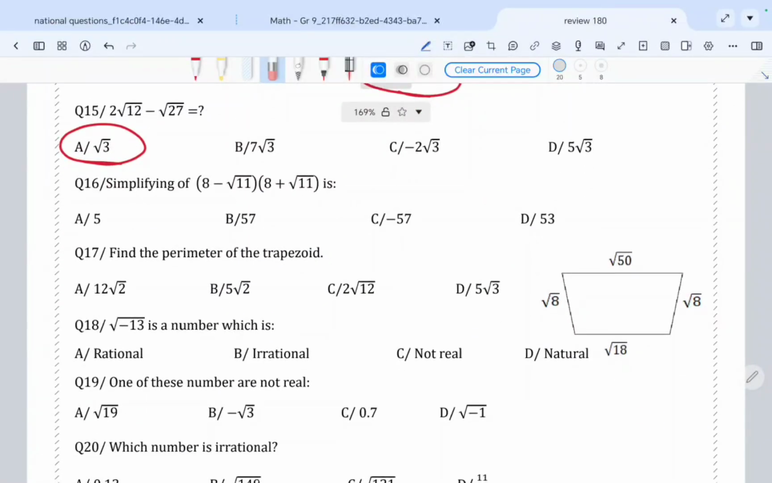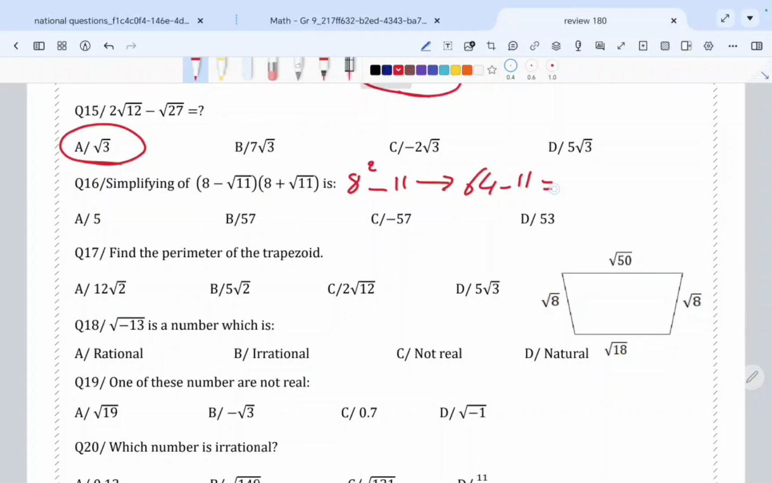Now we have simplifying of 8 minus the square root of 11, inside the parenthesis, another parenthesis 8 plus the square root of 11. You can use a tricky way, which is 8 power 2, negative times positive, it's negative 11, because the square root of 11 times the square root of 11 is only 11. 8 power 2 equals 64 minus 11. 64 minus 11 equals 53. So D is the correct answer.